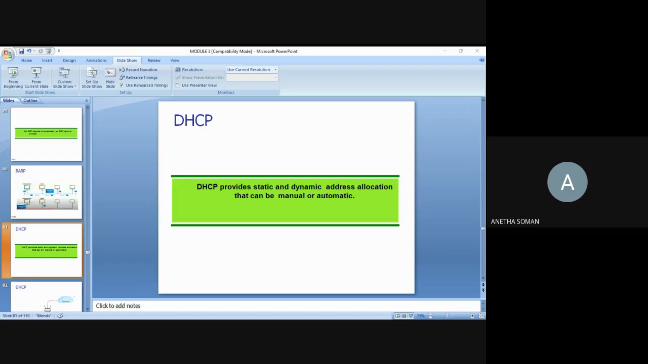So manual, I mean that could be done statically, or the other one is dynamically. So for a static IP or logical address, the user is typing the IP address, assigning it in a manual manner, directly typing the IP address in the network configuration properties.